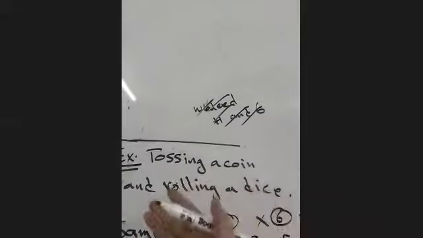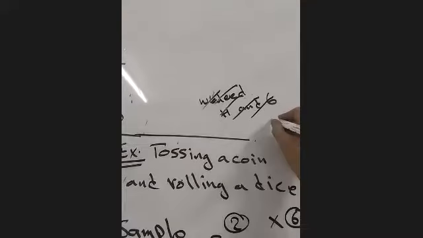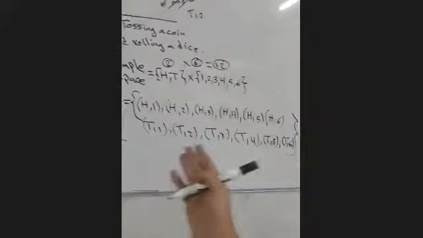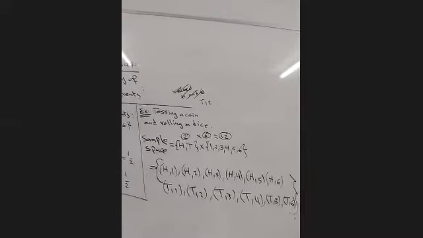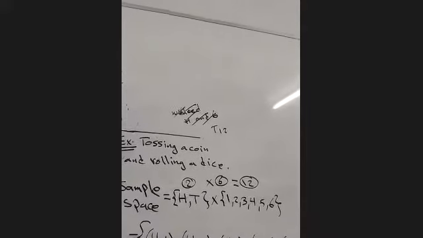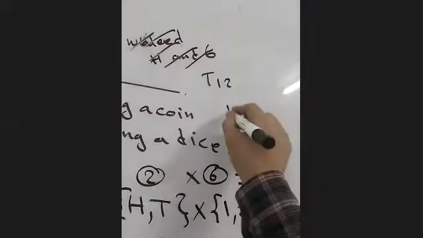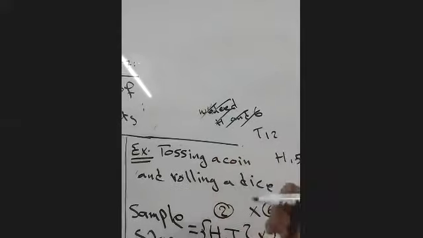Okay, Abdullah. Guess an outcome. Tossing a coin, rolling a dice. Guess anyone in your mind what you will have. Tails and two. Tail with two. Do we have it? Yes. Another one. Abdullah. Heads with five. Heads with five. Do we have it? Sure. We should.